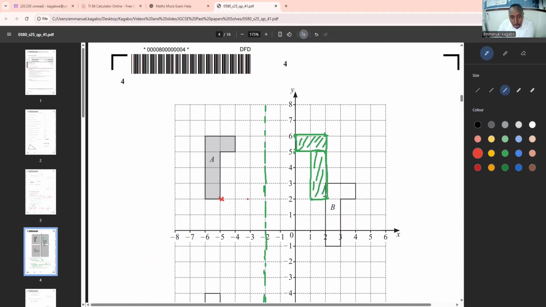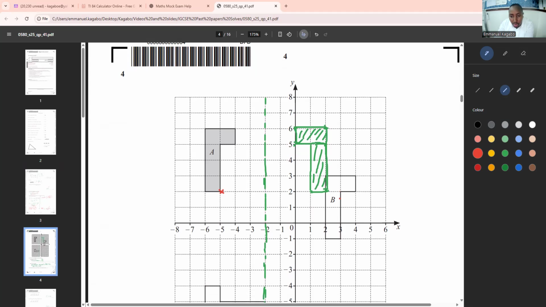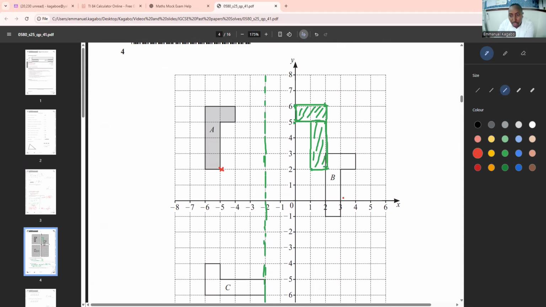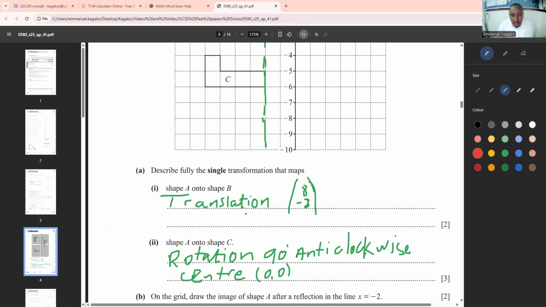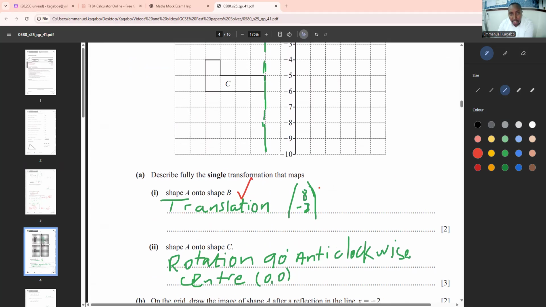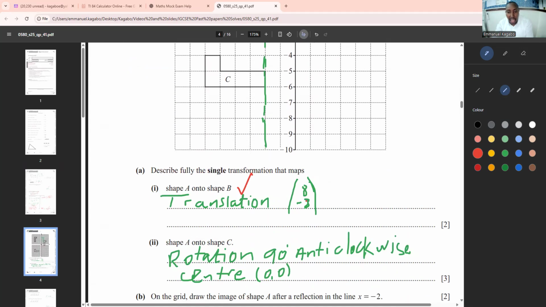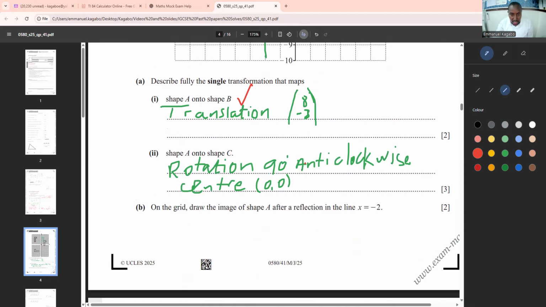This is 0. 1, 2, 3, 4, 5, 6, 7, 8. It moved 8 units to the right. Do you see that? So how many steps did it move down? 1, 2, 3. Negative 3. So it's translation. Why? The shape stays the same. Nothing changed. No rotation, no reflection, no enlargement. It's exactly the same shape that moved from one position to another. So it's translation 8 units to the right and negative 3 units down.